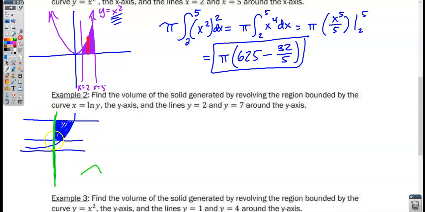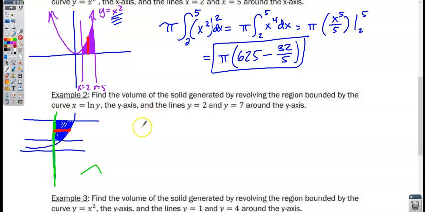So this boundary is a boundary of the region. The axis of rotation is a boundary of the region. And so we're going to use the disc method. And our radius of rotation is perpendicular to this axis that we're spinning it around. So it's the distance between x equals natural log of y and the axis of rotation.